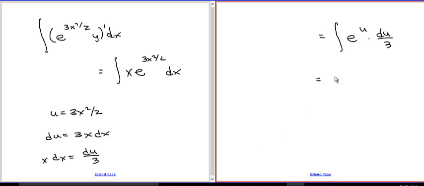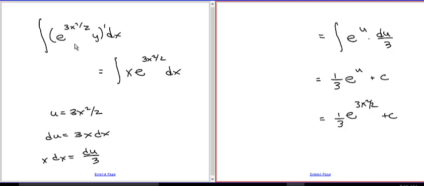And the integral of e to the u is e to the u. So you'd end up with 1/3 e to the u plus c. And u would be equal to 3x squared over 2 plus c. So then you'd end up with that.